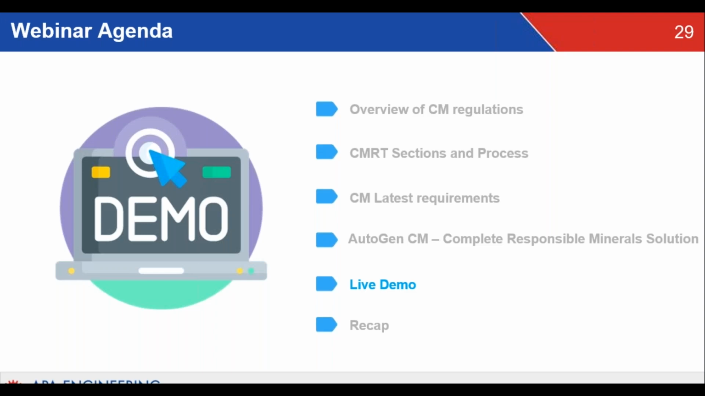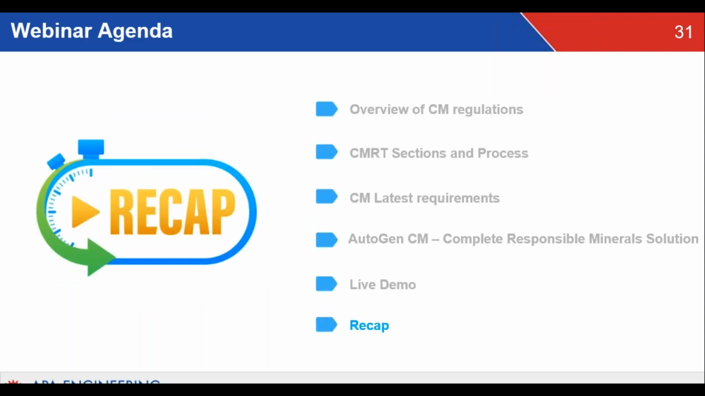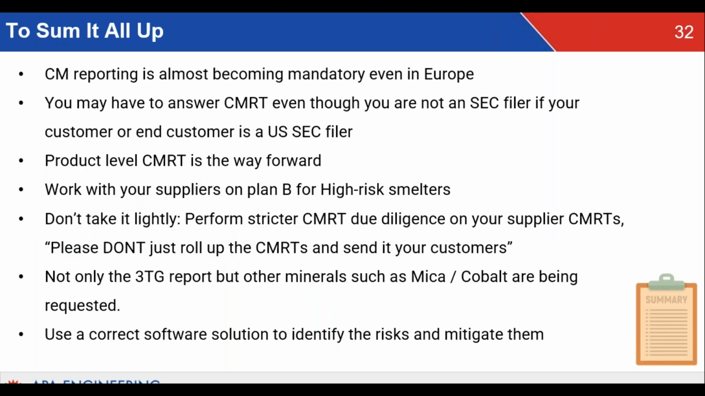So now we're just going to go over the recap session. To sum it all up, we are seeing that conflict mineral reporting has become mandatory in Europe. And even if you're not a US SEC filer, you may have to answer some CMRT questions. Then product level CMRT is a way forward, and you have to work with your suppliers on a plan B for high risk smelters.